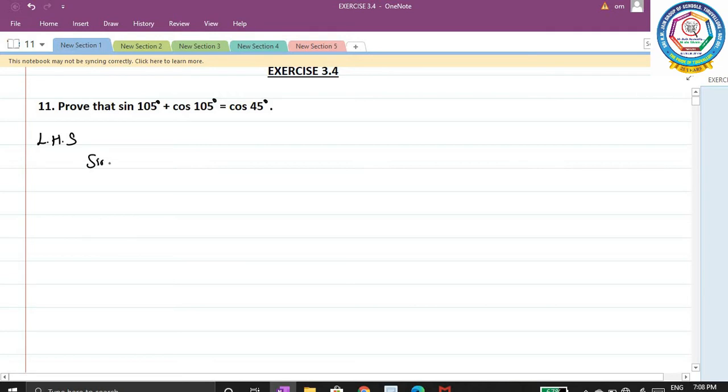Sin 105 degree plus cos 105 degree. Here 105 degree I am going to split: sin of 60 plus 45 degree, plus cos of 105 also I am going to take as cos of 60 plus 45 degree.